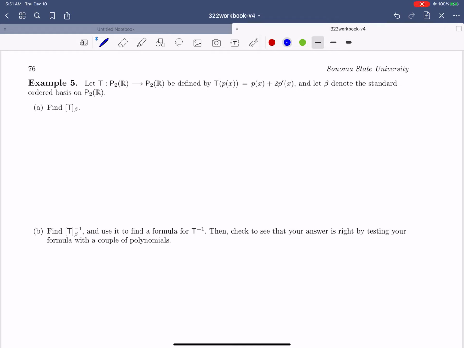Hello everybody, and welcome to example 5 on page 76. This is going to be our first example of finding the inverse of a linear transformation. This is going to walk us through the process step by step. Okay, so let's read this together.